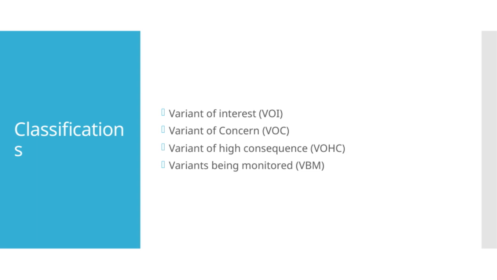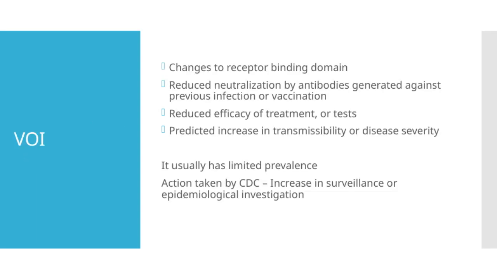So, as we move through this presentation, keep in mind how these categories fit into the bigger picture of managing viral threats effectively. Now, let's look at some of the key changes that can happen in the receptor binding domain of the virus. These changes can lead to a reduction in how well antibodies generated from previous infections or vaccinations can neutralize the virus. In other words, the immune response might be less effective against these variants. Additionally, these mutations can impact the efficacy of treatments and diagnostic tests, making them less reliable or less effective.